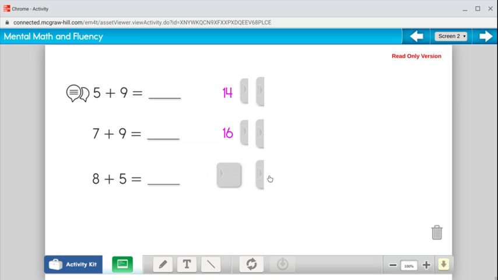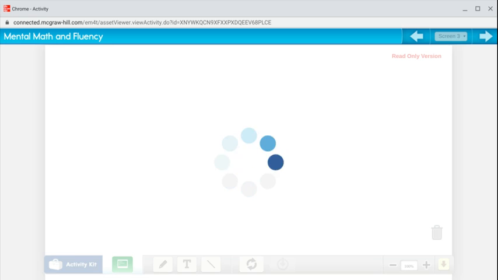And then we have 8 plus 5. I don't know that double facts will really help us here. We could do 10, but then we'd have to do minus 2. So whatever strategy works for you, but 8 plus 5 equals 13. All right, warming up those brains. Level 3, here we go.